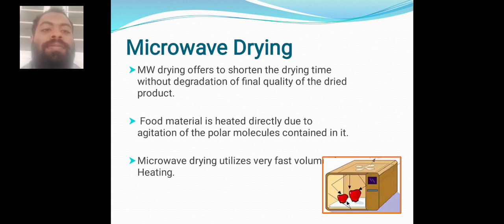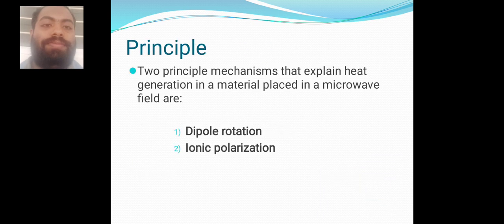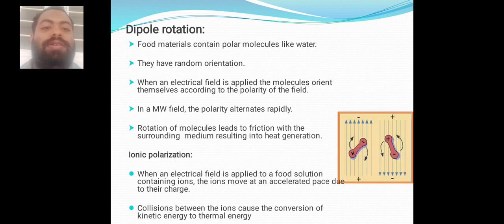Microwave drying offers to shorten the drying time without degradation of the final quality of the dried product. Food material is heated directly due to agitation of the polar molecules contained in it. Microwave drying utilizes very fast volumetric heating. Principle: there are two principal mechanisms that explain heat generation in a material placed in a microwave field. They are dipole rotation and ionic polarization.